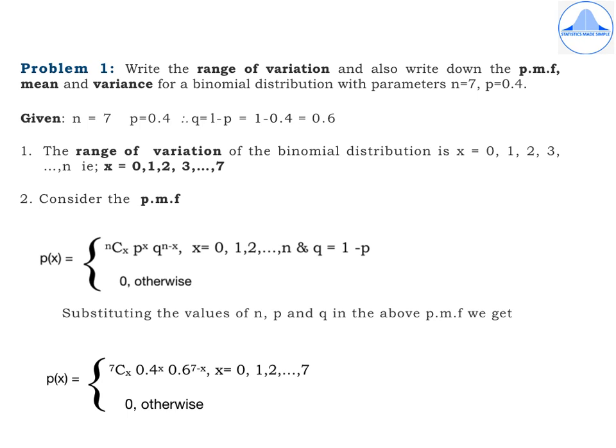The first part of the question is to write the range of variation. So what is the range of variation of the binomial distribution? It means what values x takes. We have already learned that the range is x equal to 0, 1, 2, 3 up to n. So all you have to do is replace n by the number 7, and your final answer for the range of variation is x equal to 0, 1, 2, 3 up to 7.